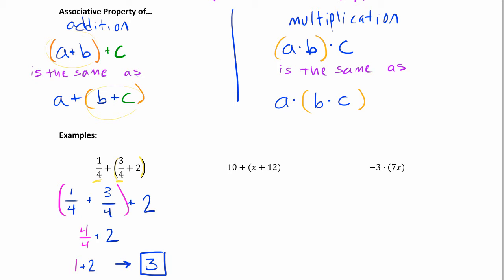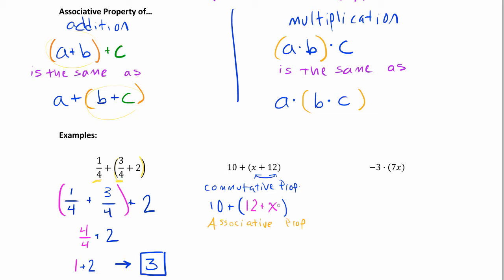But what I can do first is use the commutative property to change the order that those two things are written. So I'm going to use the commutative property to rewrite this as 10 plus parentheses, and then instead of x plus 12, I'm going to write that as 12 plus x.